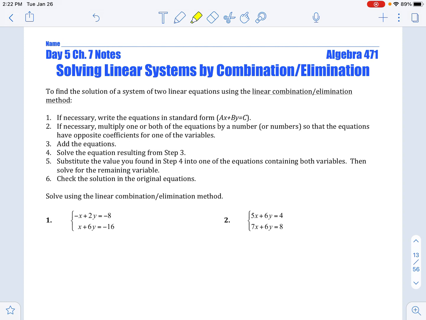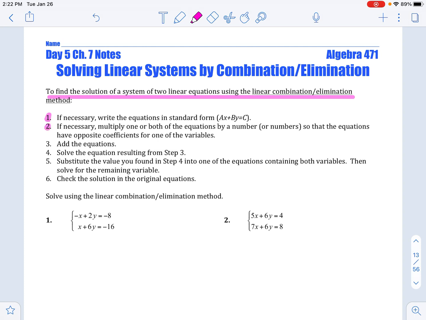So if I would like to solve a system of linear equations using linear combination or elimination, the important thing we need to realize is that we're going to take a combination of the equations to eliminate a variable. Let's walk through the steps. The first step is make sure that you write the equation in standard form.